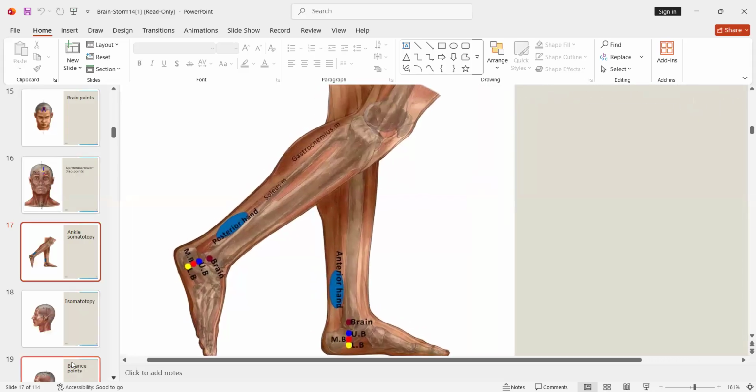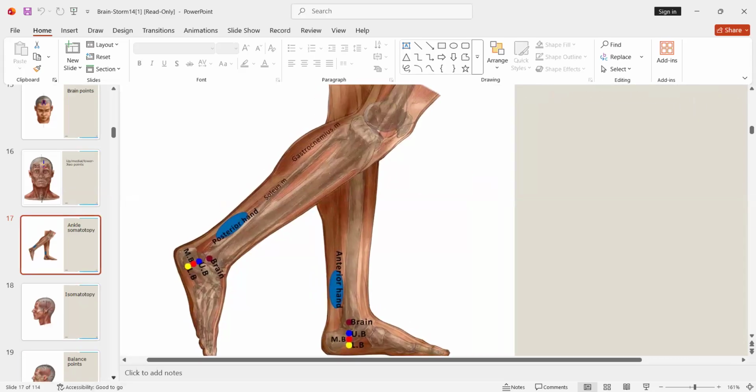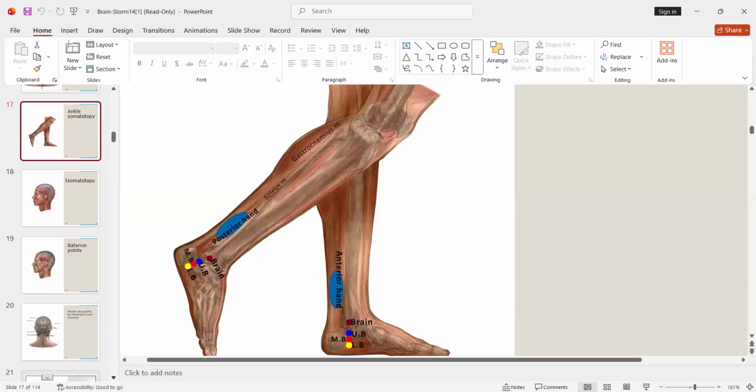Ankle, posterior hand. You see posterior hand and anterior hand in this picture. This is the area on the lateral side. This is the area of UB58, and on the medial side, it is the area of kidney 7 and 8.